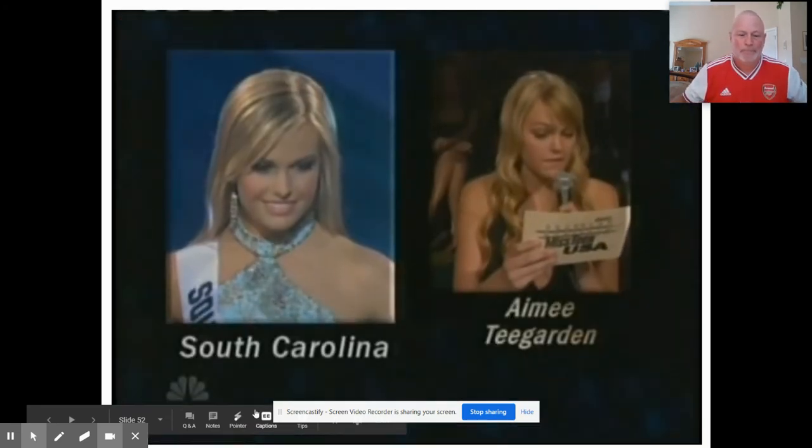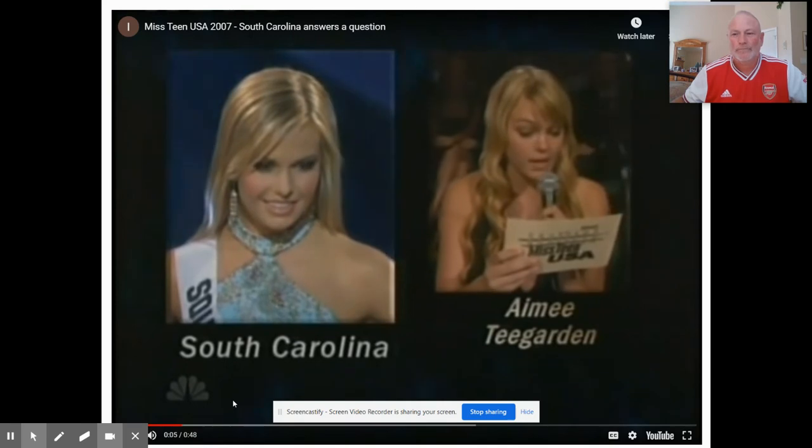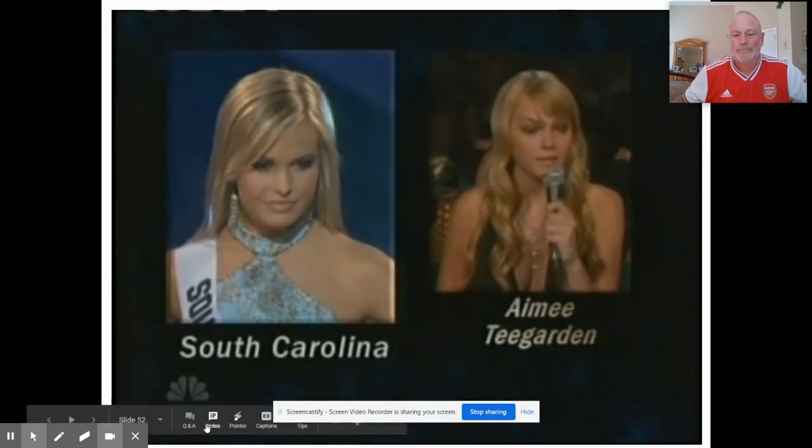Recent polls have shown a fifth of Americans can't locate the U.S. on a world map. Why do you think this is?